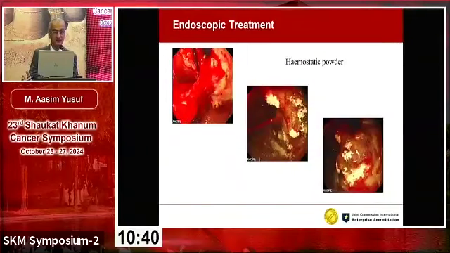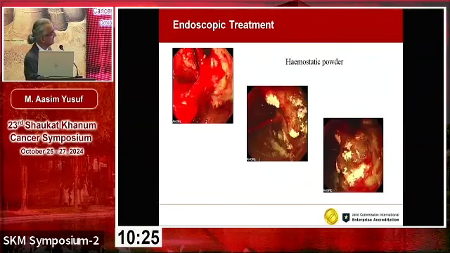Then we have hemostatic powder. As the name suggests, it is a powder which you spray over the surface of a bleeding area. It has hemostatic effects. It contains fibrin. It is very good for almost instantaneous control of bleeding. So, an oozing ulcer there, halfway through, and at the end, it's all stopped.